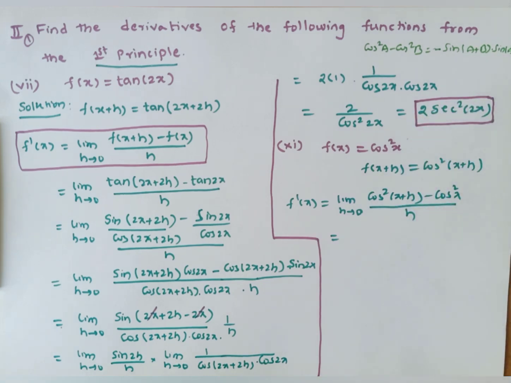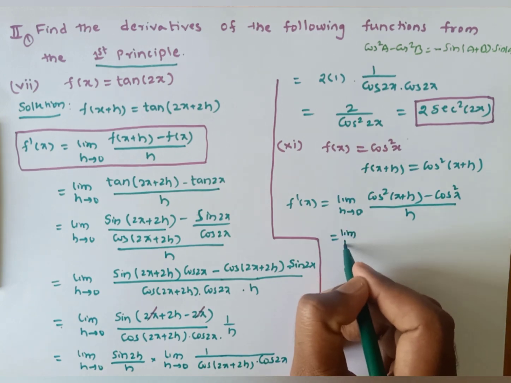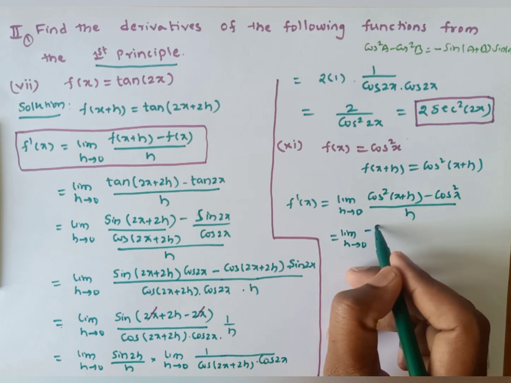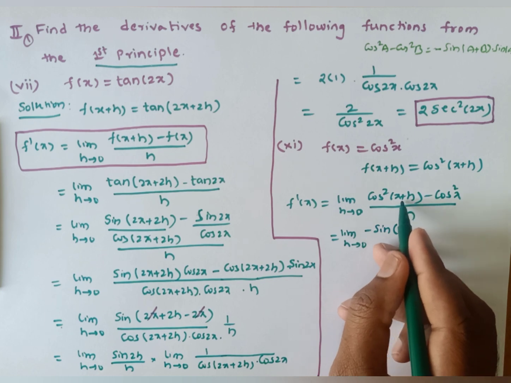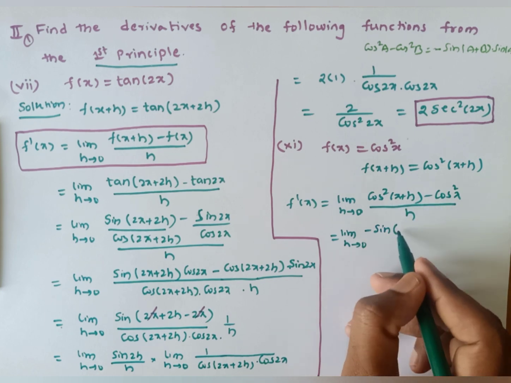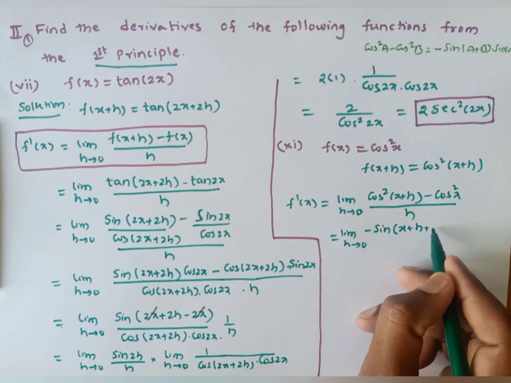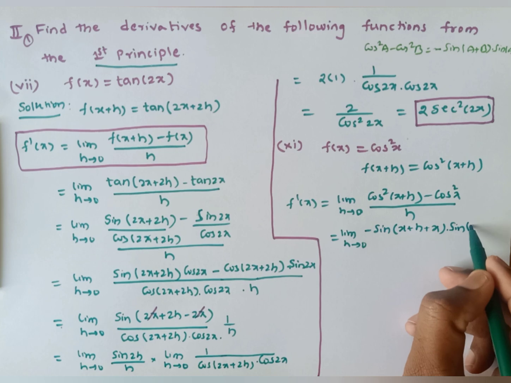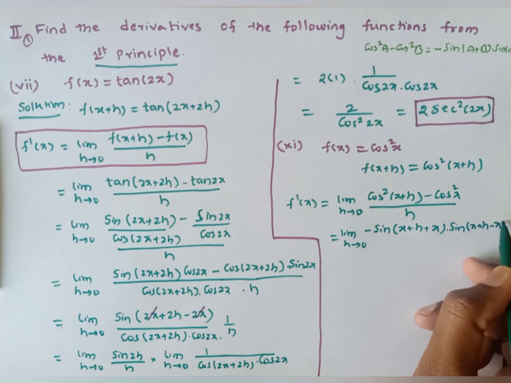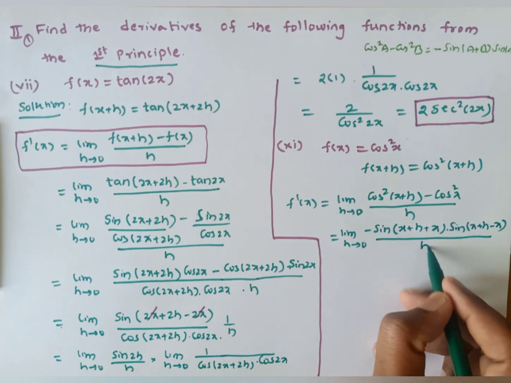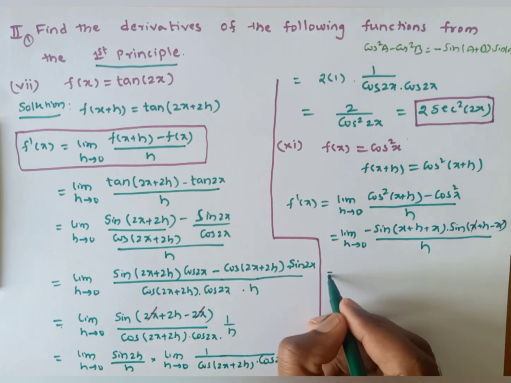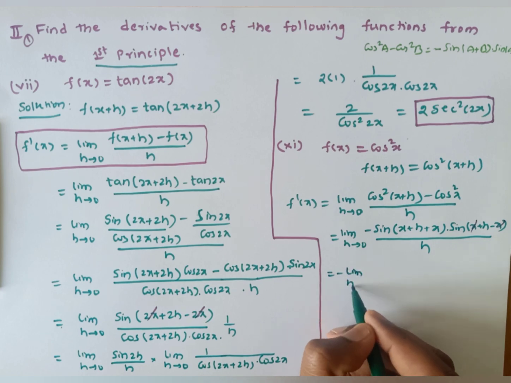Sin of a plus b into sin of a minus b. So apply here, limit h tends to 0. Now cos square of x plus h minus cos square x is minus sin of a plus b into sin of a minus b. A is x plus h, b is x. So it is x plus h plus x into sin of x plus h minus x, divided by h. Here plus x and minus x get cancelled, and so finally this is minus limit h tends to 0.